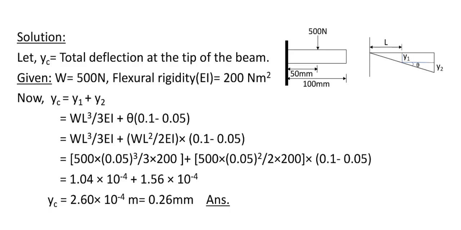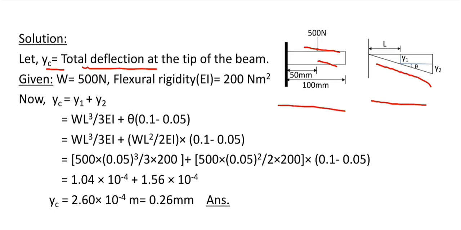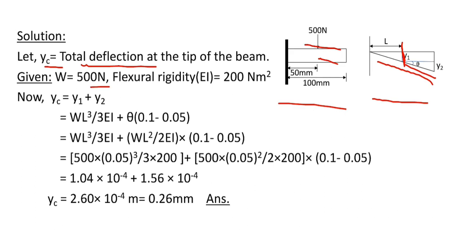Here first I want to make it clear what you have to find by using these two figures. Here 500 Newton is acting at the mid, and when this load is acting on the beam, the beam will get deflected, and the shape of the beam after deflection will be like this. Suppose yC is the total deflection at the tip of the beam, which we have to find, y1 is the deflection at the mid, and theta is the slope of this curve. The value of load 500 Newton and flexural rigidity 200 Newton meter square is given in the question.